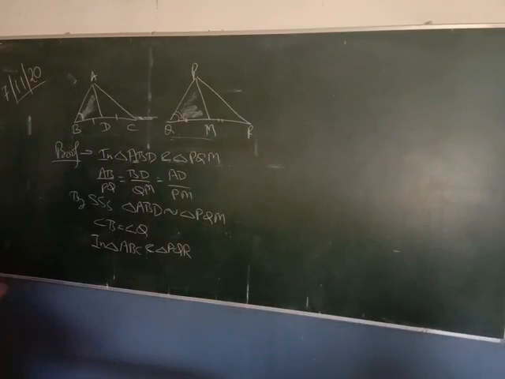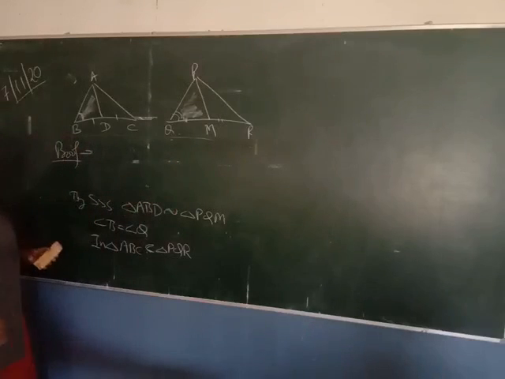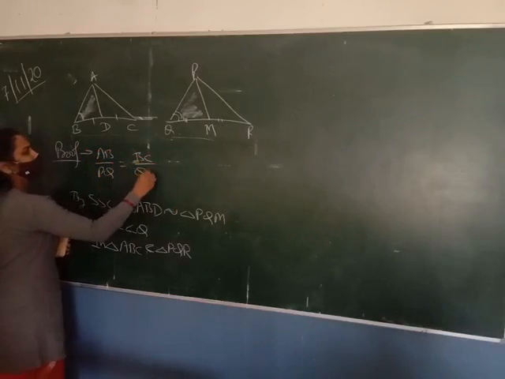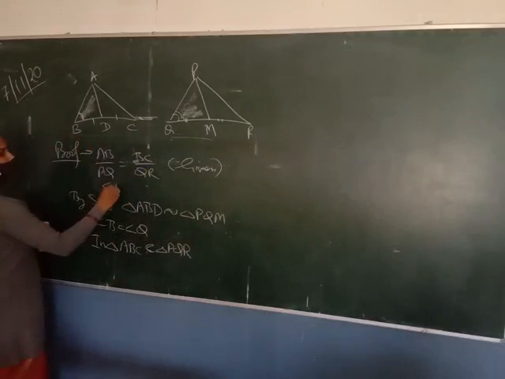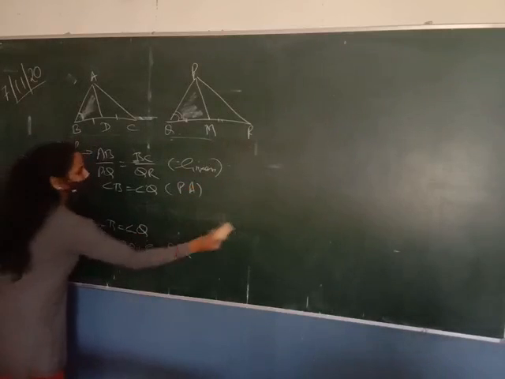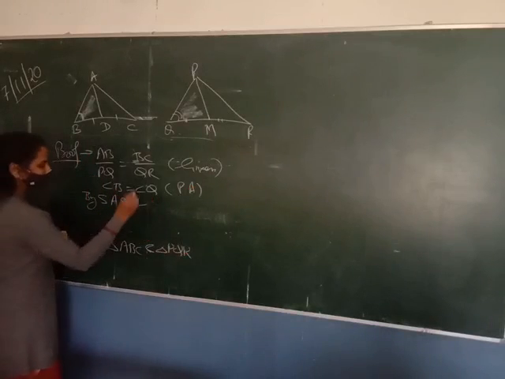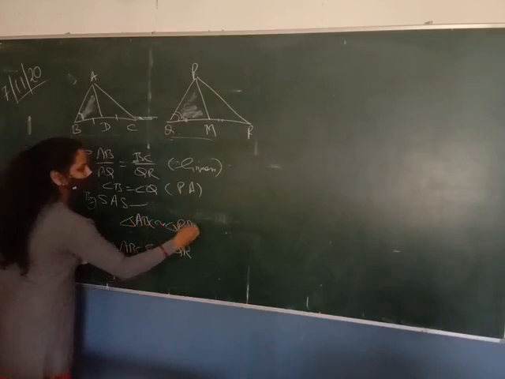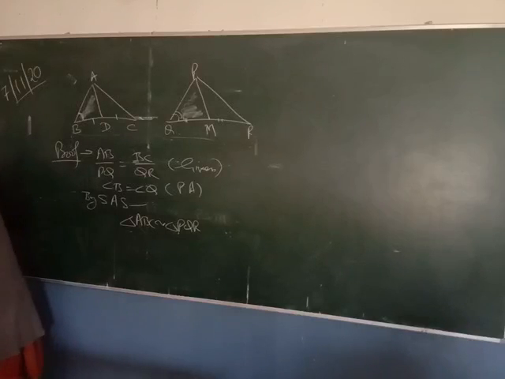Okay, now continue. In these two triangles, triangle ABC and PQR, we know that AB upon PQ is equal to BC upon QR. It is given in the question. And we have proved that angle B is equal to angle Q. By this similarity? SAS. By SAS similarity, we can prove that triangle ABC is similar to triangle PQR. Okay, continue this question. This is question number 12. Now the question 13.